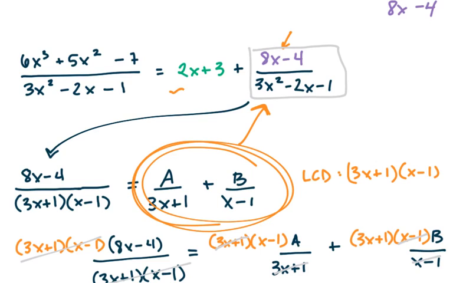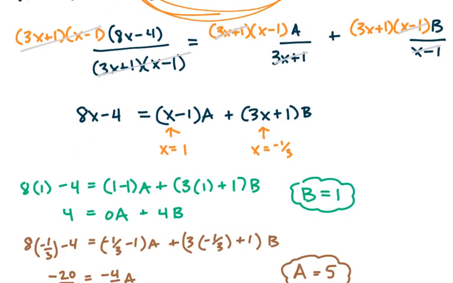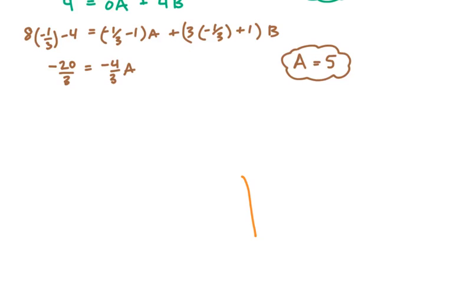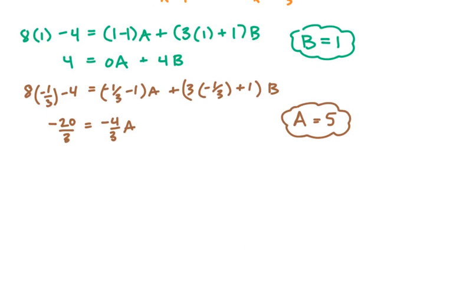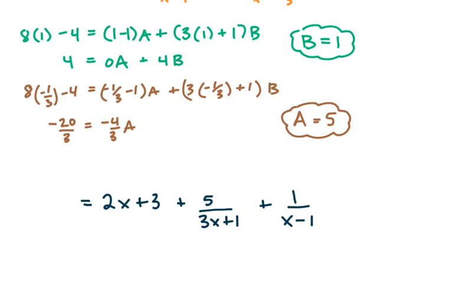So the 2x plus 3 is still existing in our answer. And what I'll end up with here is 2x plus 3. My A value, I have plus 5 over 3x plus 1. And my B value is plus 1 over x minus 1.